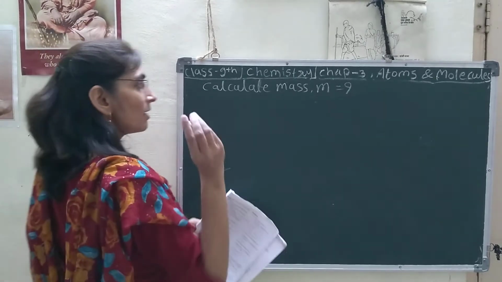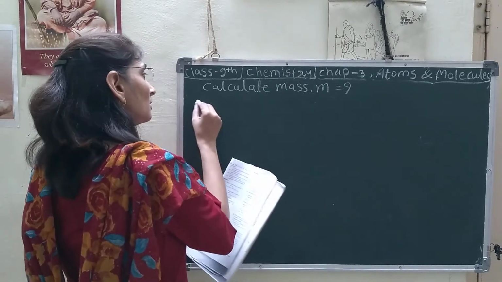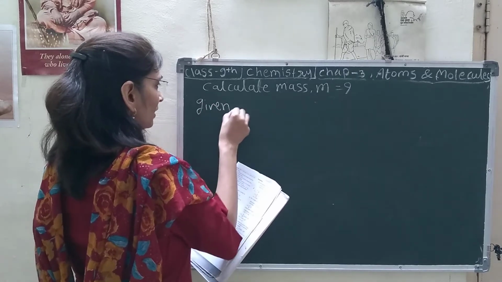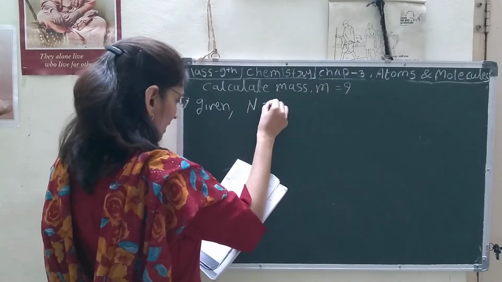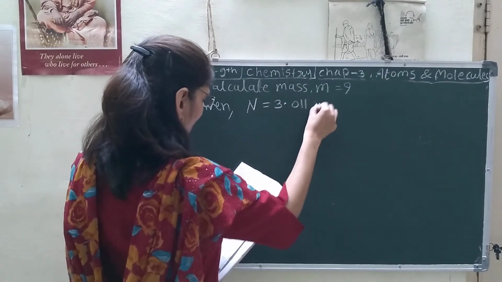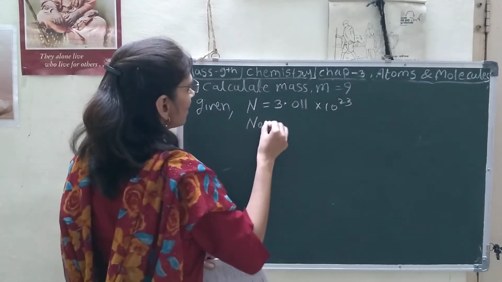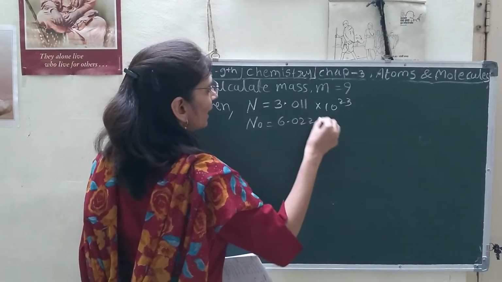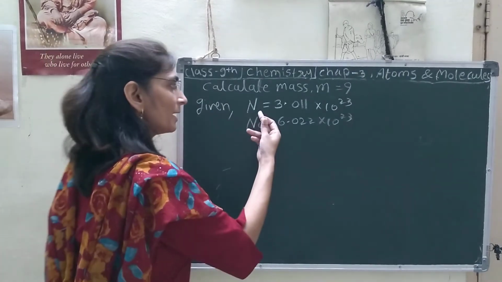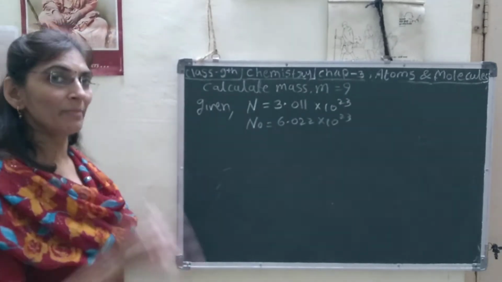What is our mix formula? We will see here. Mass we have to calculate for all. And what is the condition? What is given? Given is number of particles, that is n equal to 3.011 into 10 to the power 23, and n0 we know very well, 6.022 into 10 to the power 23. It is the Avogadro's number. So number of particles are given and mass is given. That's why we have to use the second type of formula, that mix formula.